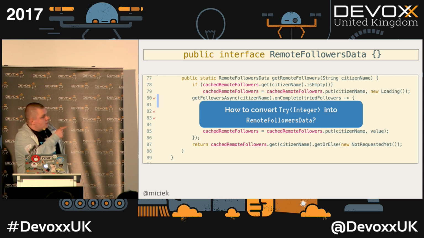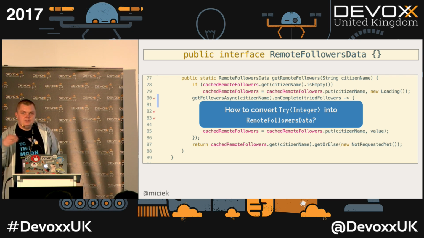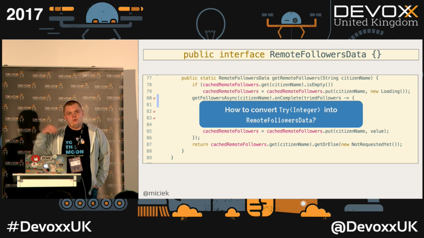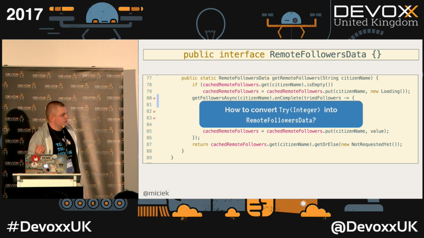Because we have triedFollowers in line 80 that is the Try of Integer, and based on whether it's a success or failure, we want to create different RemoteFollowersData types, right? So if it's a success, we want to create Fetched. If it's a failure, we want to create Failed.